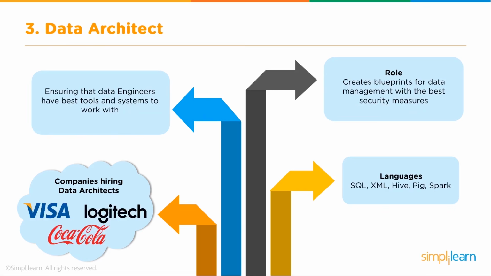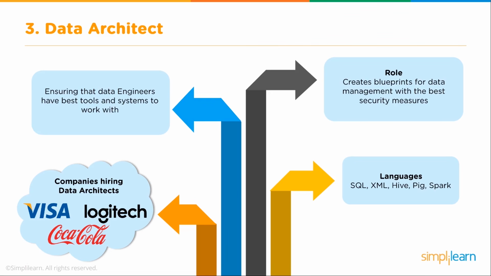And then you have a data architect, ensuring that data engineers have the best tools and systems to work with. Companies hiring a data architect are like Visa, Logitech, Coca-Cola. They create blueprints for data management with the best security measures. I cannot highlight enough that a data architect really spends a lot of time with security measures. That's big. How many hacks have we seen in the last year on large companies that have lost data from millions of their customers, and how badly that affects them?